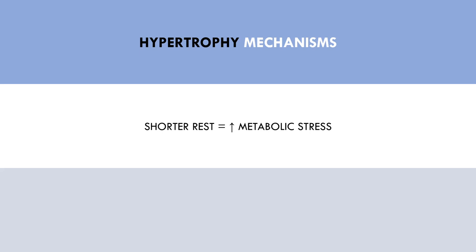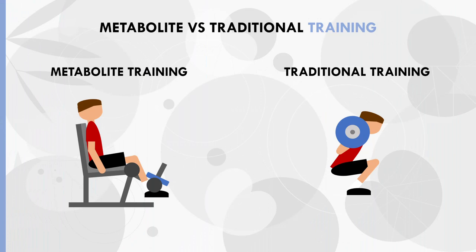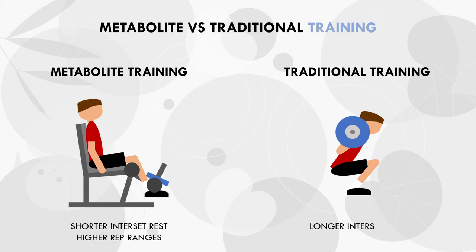This leads us onto the next topic, which is the use of metabolite versus traditional training for hypertrophy. Metabolite techniques are those which generally involve short rest periods and higher rep ranges, while traditional training is that which involves longer rest periods and standard loading ranges. While it seems that overall, traditional training appears to be slightly superior, we may be able to take advantage of metabolite-style training for certain exercises.